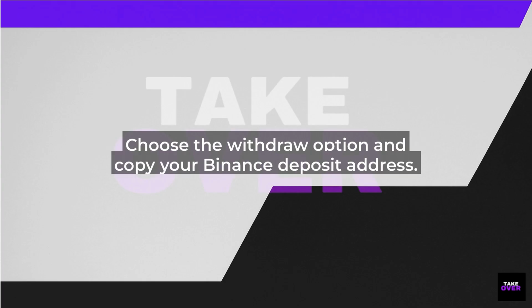Step 2. Look for the Withdraw or Send option next to your USDT balance. Click on it, and you'll be prompted to enter the recipient's wallet address. Head over to your Binance account, go to your wallet, and copy the USDT deposit address. Make sure to match the network, say Tron if that's what you're using, to avoid any errors.